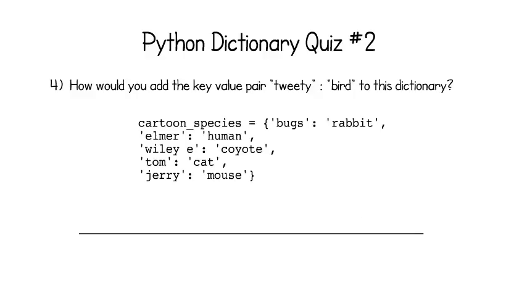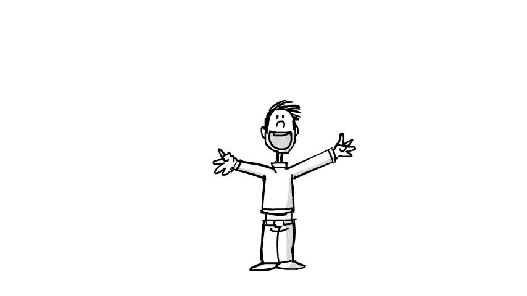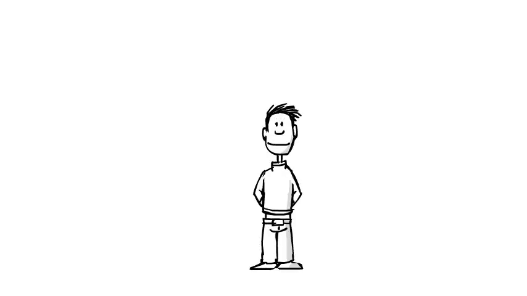Okay, last question. How would you add the key value pair Tweety and bird to this dictionary? Using the same syntax for modifying a key value, first put the dictionary name, the key Tweety between square brackets, and assign the value to bird. Congratulations, you've completed your second quiz on dictionaries.